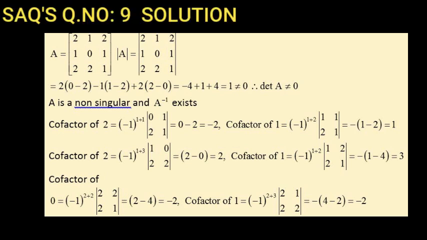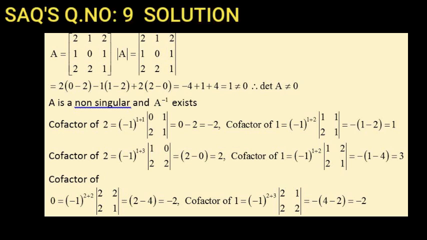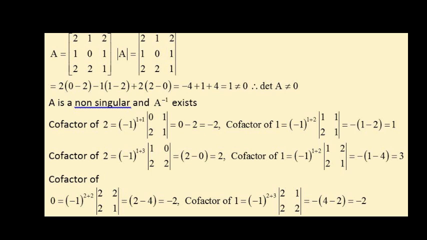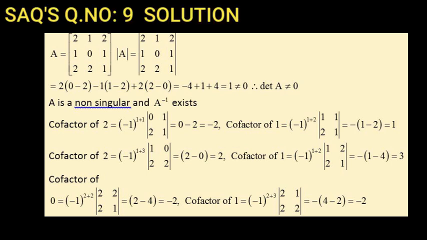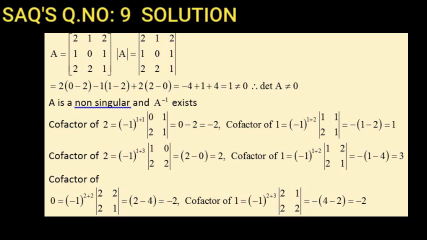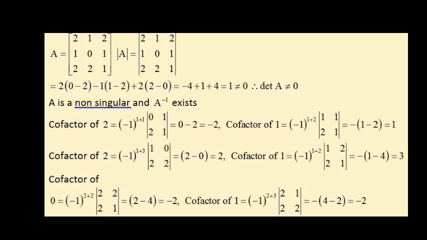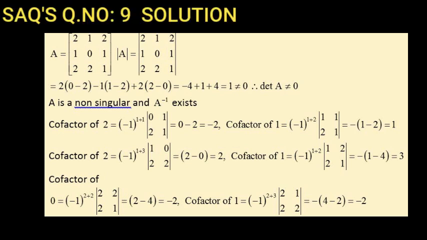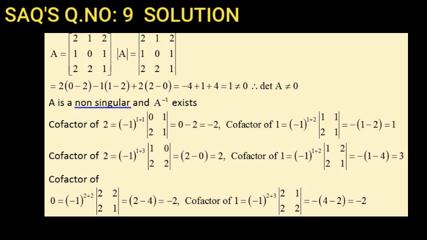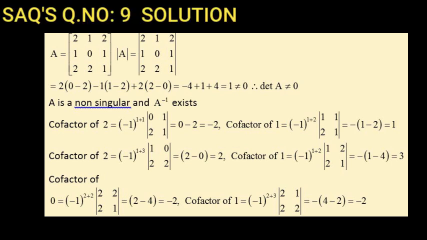Okay, here consider the first element, 2. Therefore, the cofactor of 2 is equal to minus 1 whole power i plus j. Here i is the first row and j is the first column. Minus 1 whole power 1 plus 1 into its minor, which is det of 0, 1, 2, 1. Minor means deleting the first row and first column. Then we get 4 elements: 0, 1, 2, 1. Therefore, det of 0, 1, 2, 1. Okay, ad minus bc, we get 0 minus 2. That is equal to minus 2.